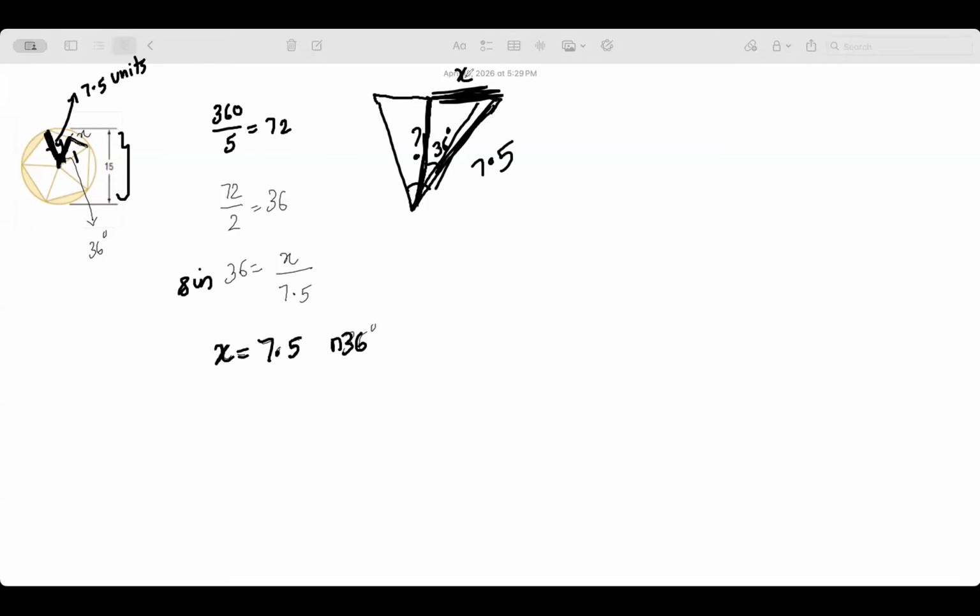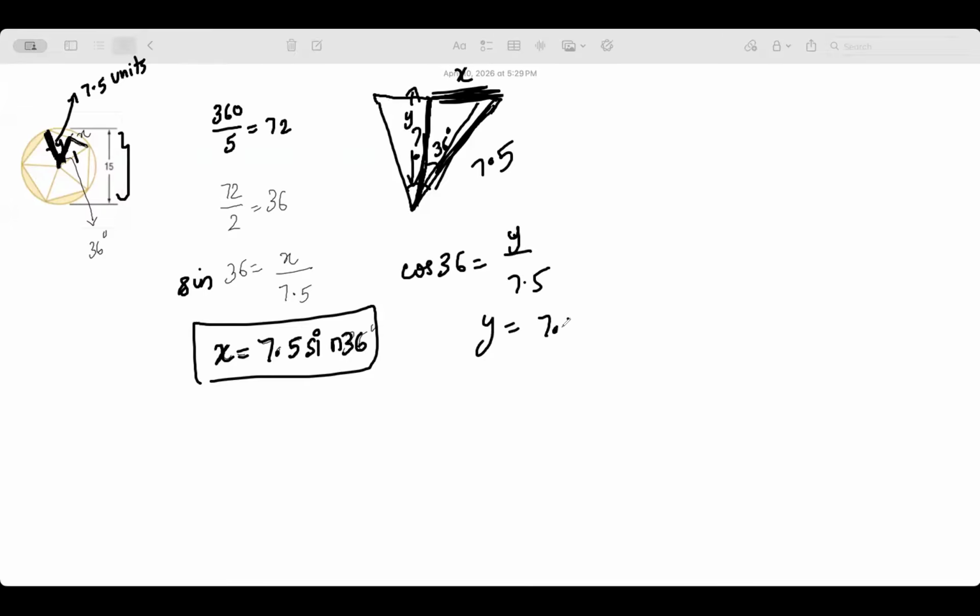Sine 36 will be equal to x by 7.5. So 7.5 sine 36 is x. And then for y, how will I connect? Adjacent by hypotenuse, so cos 36 will be equal to y by 7.5. y will be equal to 7.5 cos 36. Nice job, Avyukt, pointing it out.